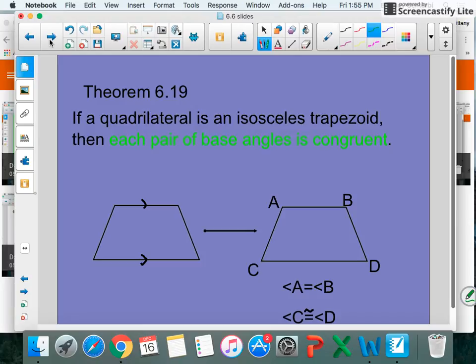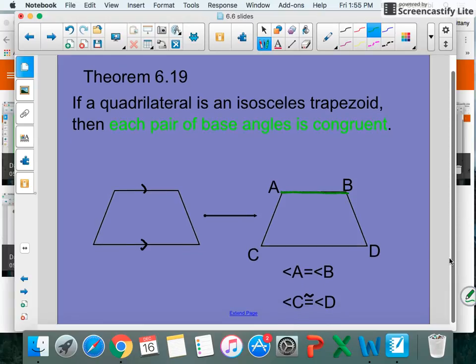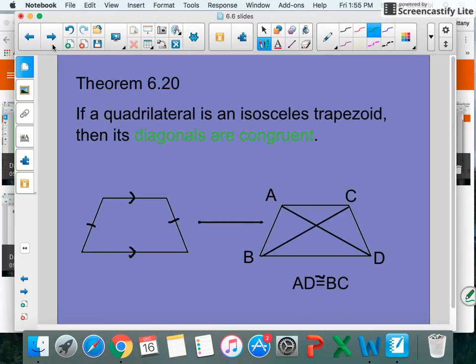If you have an isosceles trapezoid, then each pair of base angles is congruent. Base angles share a base. So angle A is congruent to angle B, those share a base. And then angle C is congruent to angle D, because they share that base CD. If you have an isosceles trapezoid, then the diagonals are congruent. We know this because the legs are congruent. And so then you can say that AD is congruent to BC.